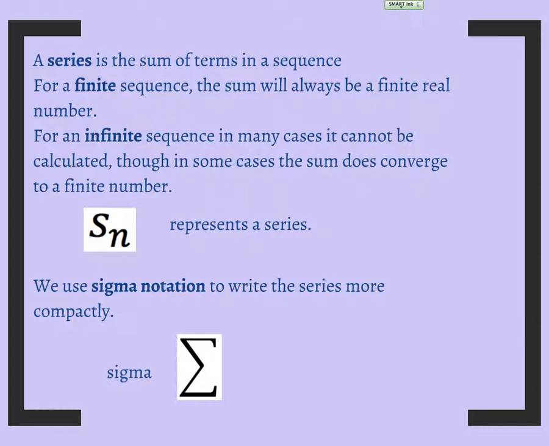We're used to U sub n representing a term. If we have S sub n, that represents a series. I think of it as S, the series, stands for sum. So when I'm adding them all up, I use S sub n to represent that sum.